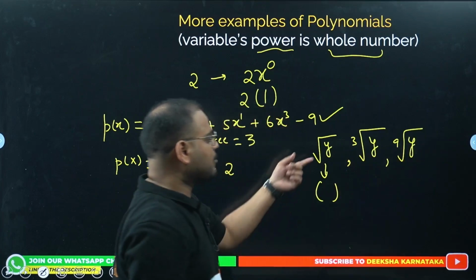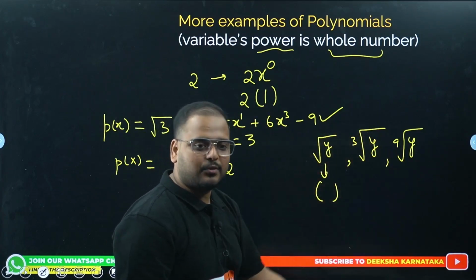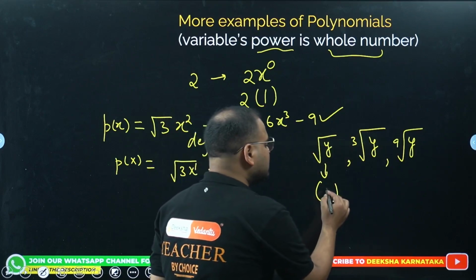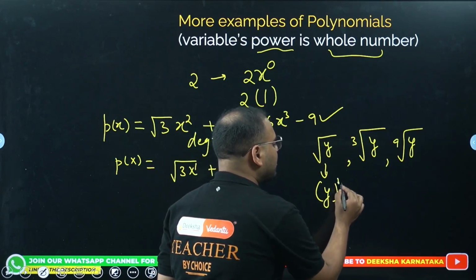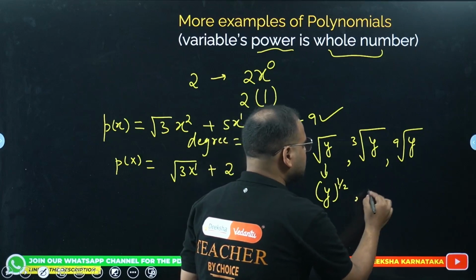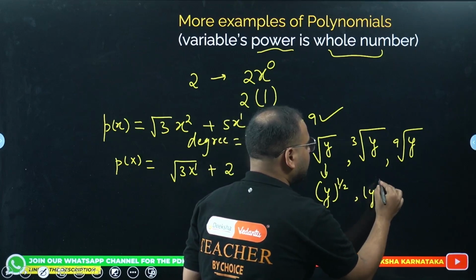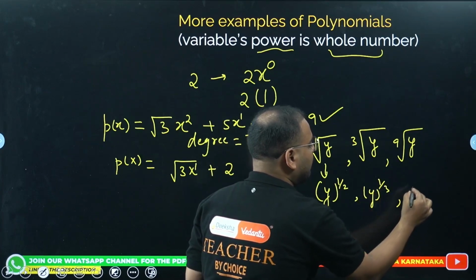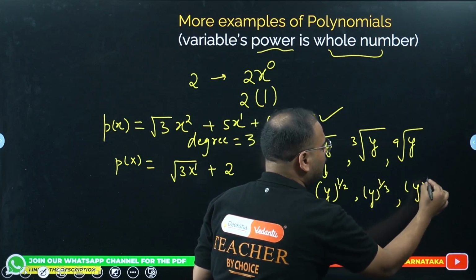So we are finding square root of y, cube root of y, ninth root of y. What it actually means is y to the power. Square root means 1 by 2. For cube root, what does it mean? Y to the power 1 by 3. For ninth root, what does it mean? Y to the power 1 by 9.